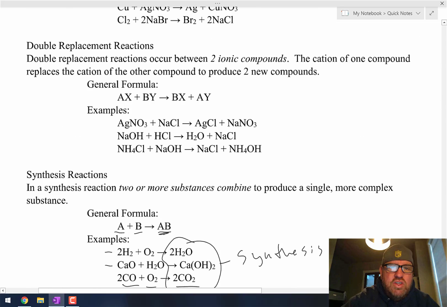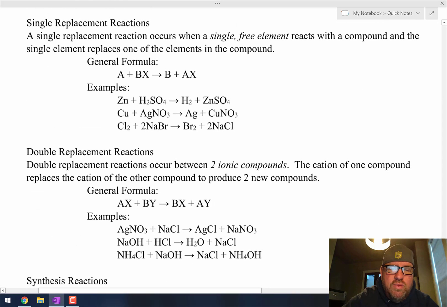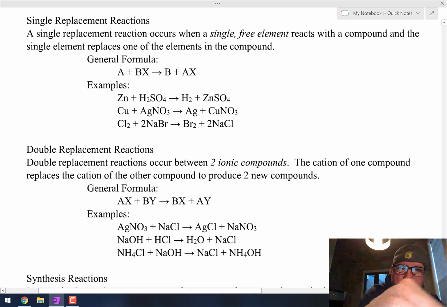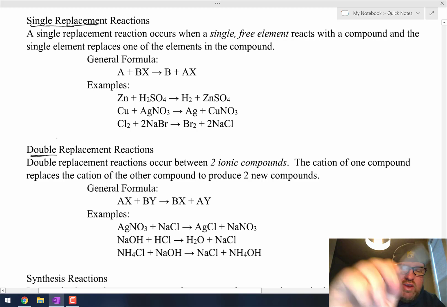Okay, now let's go back up to the first two. These ones, I don't want to say they're more difficult, but the other three are pretty easy. Here's where we have to start thinking just a little bit about what's actually happening here, in what's called a single replacement reaction versus a double replacement reaction.